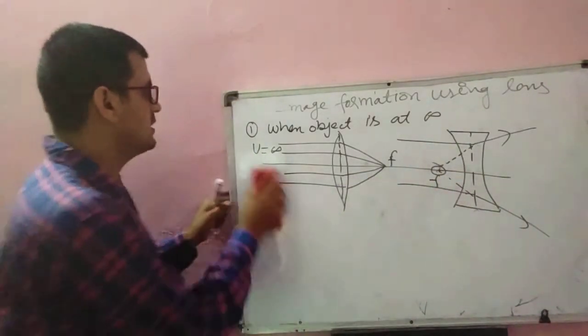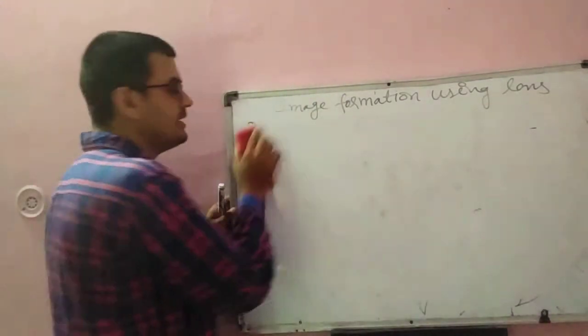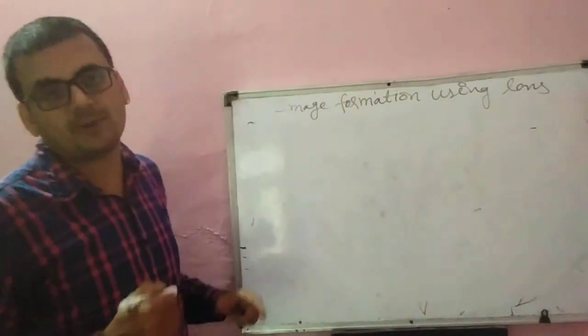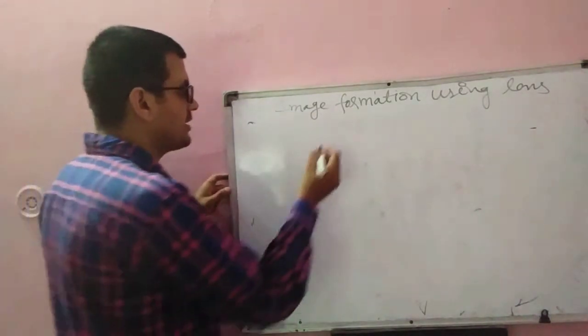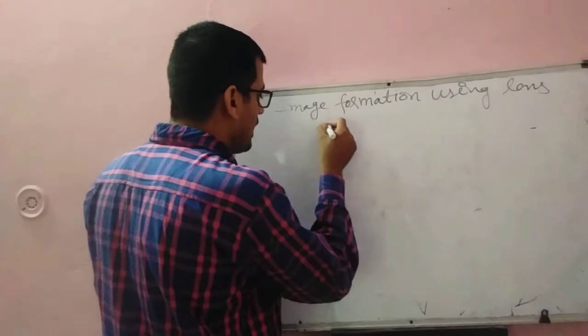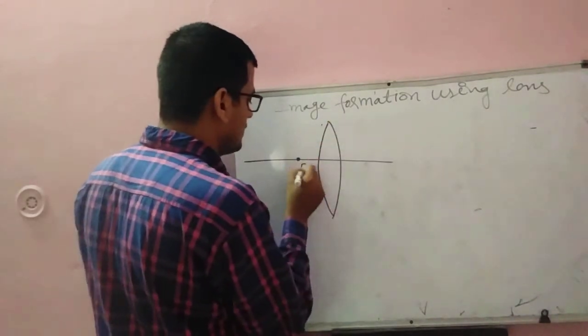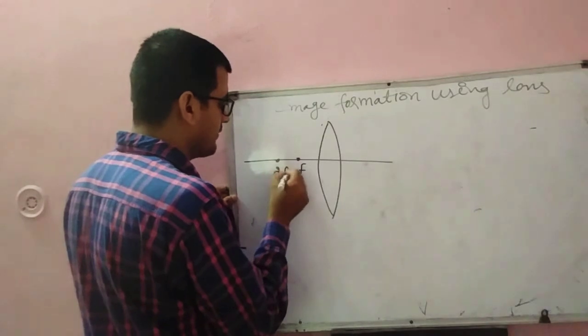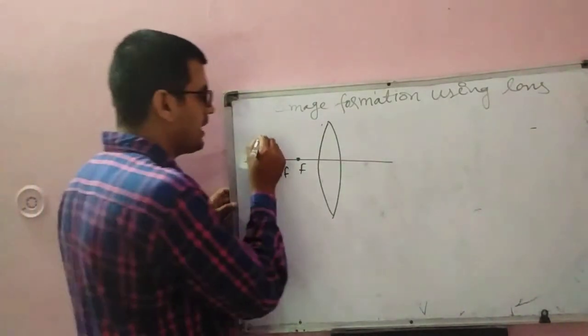Second case is object is placed in between infinity and center of curvature. What? Object is placed in between infinity and center of curvature. So how will image be formed? This is the convex, focus, center of curvature means twice f. We have placed the object here. So what will happen?